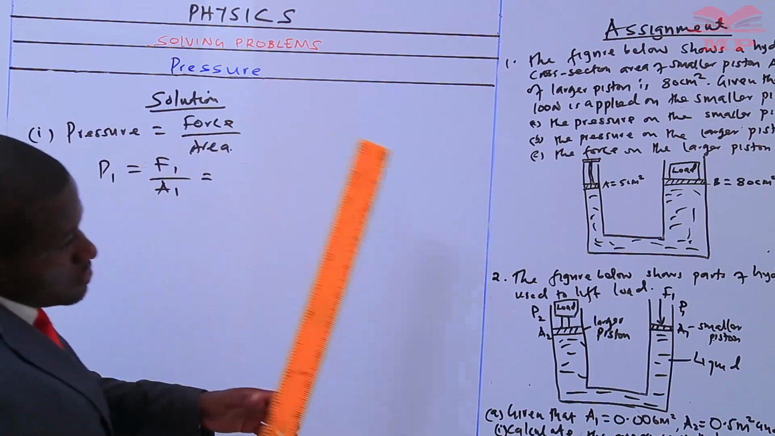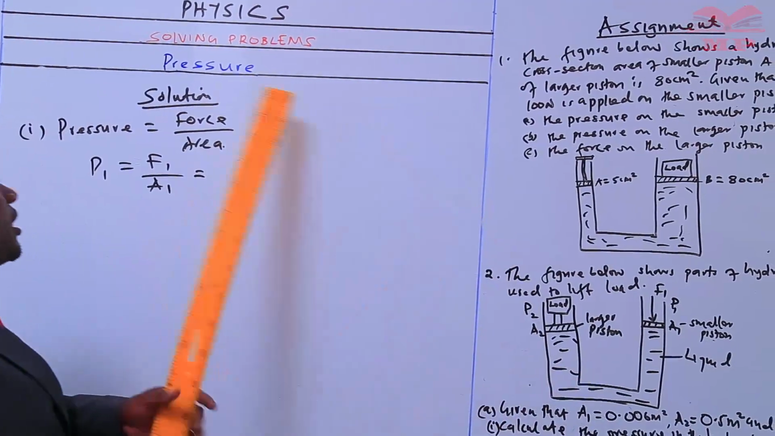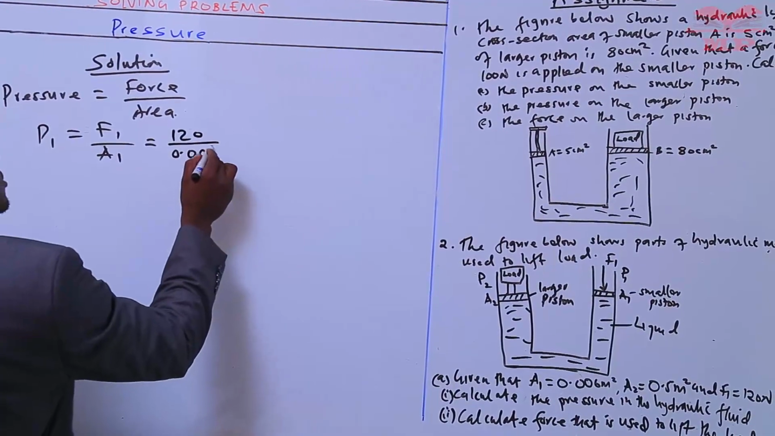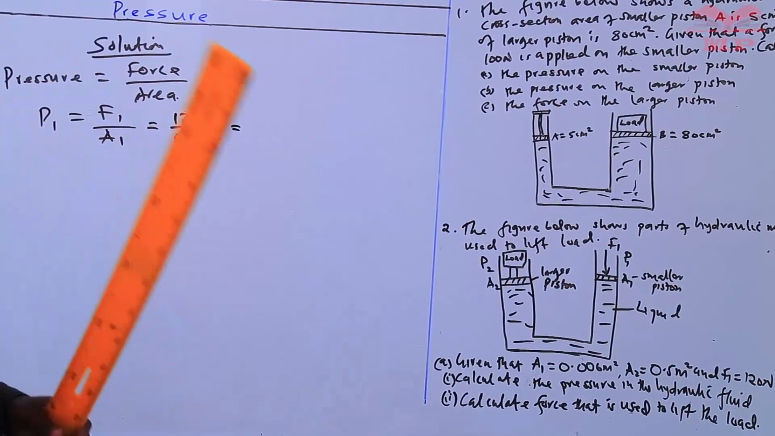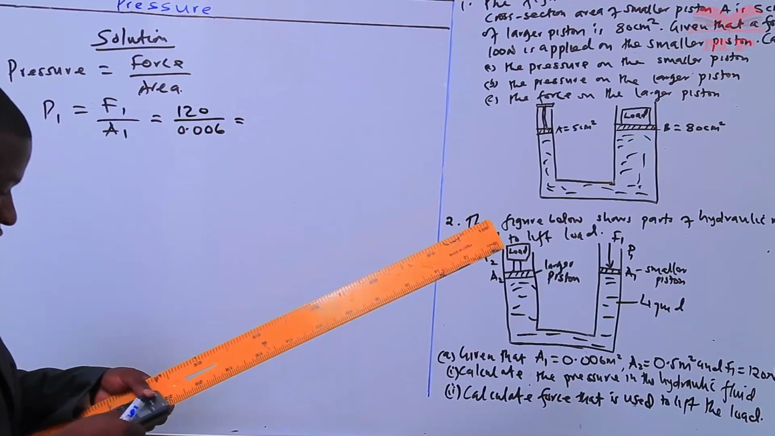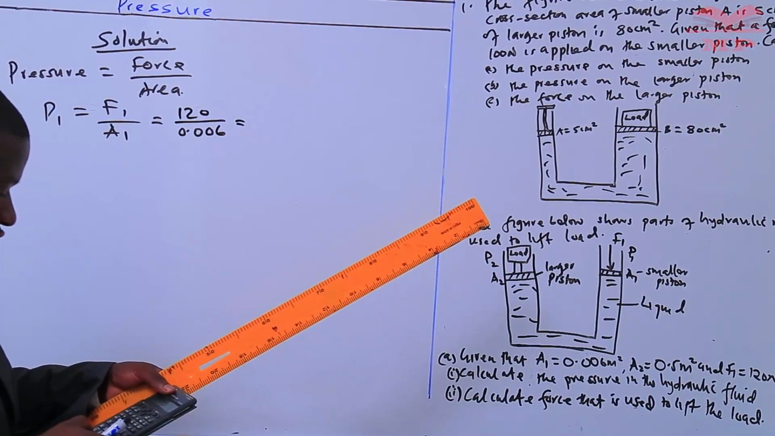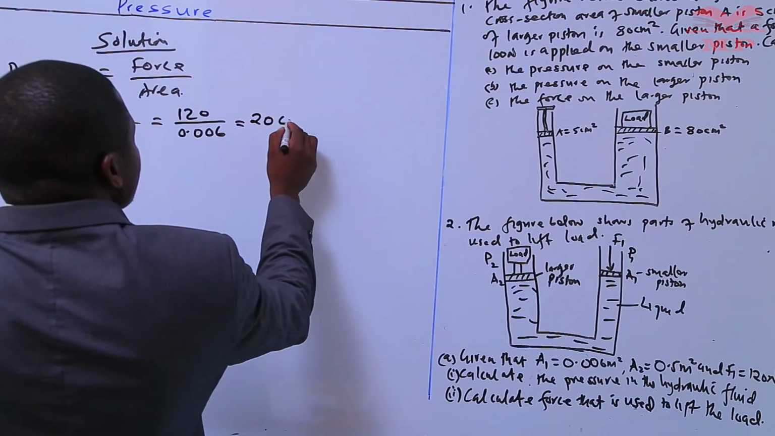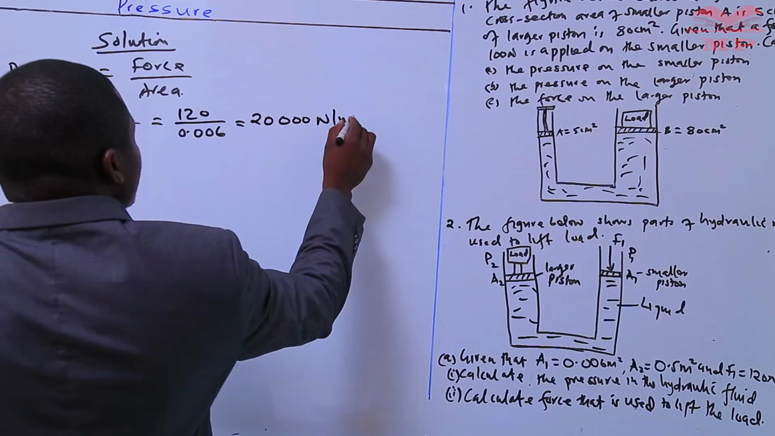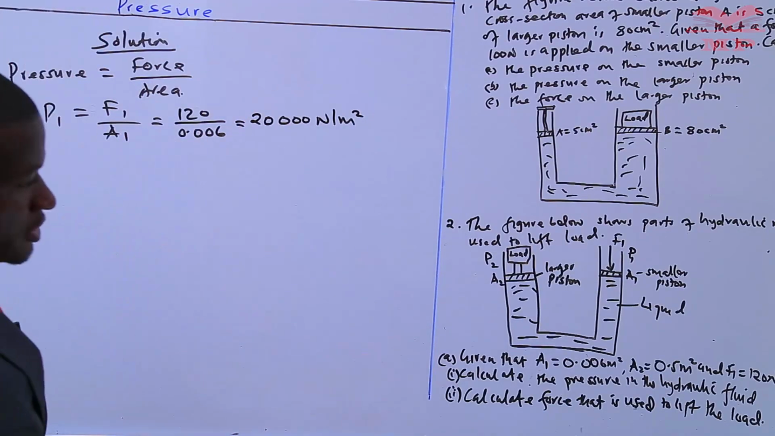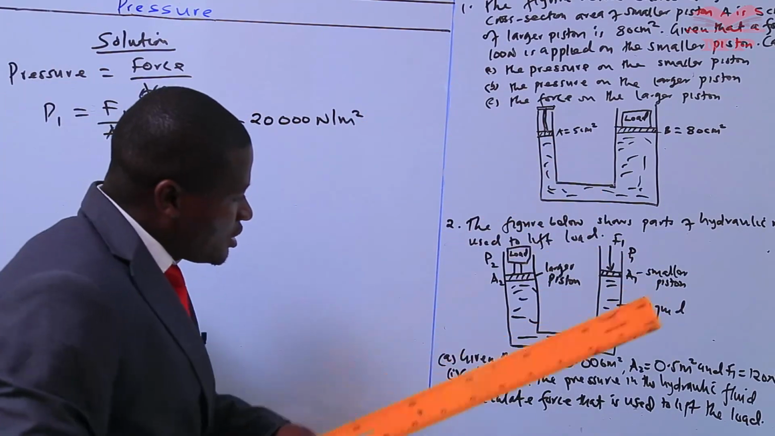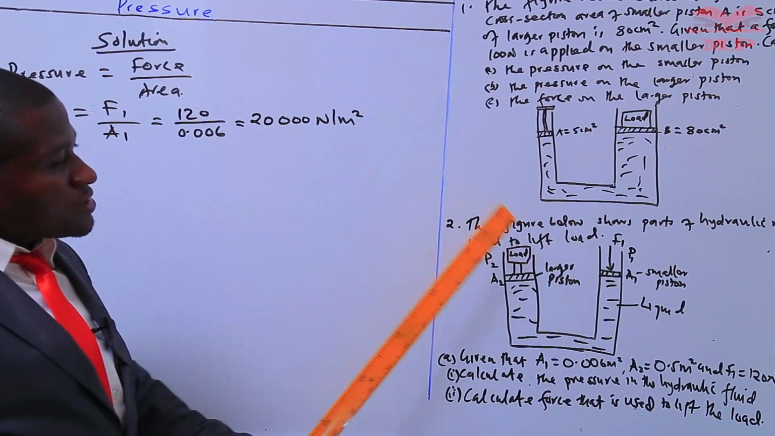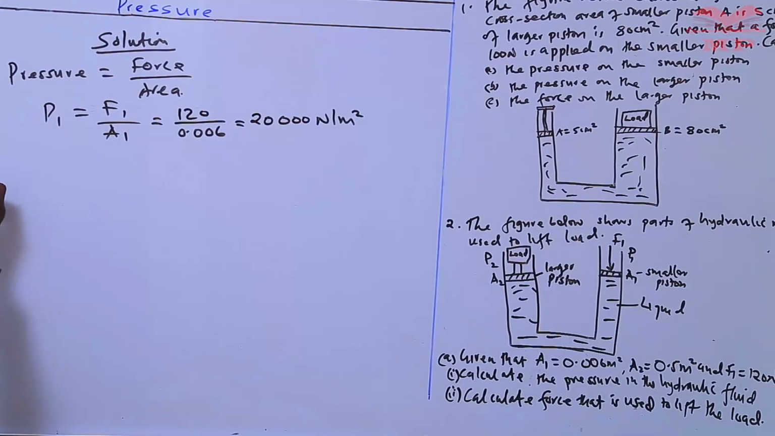So I have F1, which is 120, then A1, I have it. So F1 is 120 divided by 0.006. So using our calculator, we have 120 divided by 0.006. It is giving me 20,000 Newton per meter squared. That is the pressure. Then calculate the force that is used to lift the load, the force. So we have said that is Roman 2.